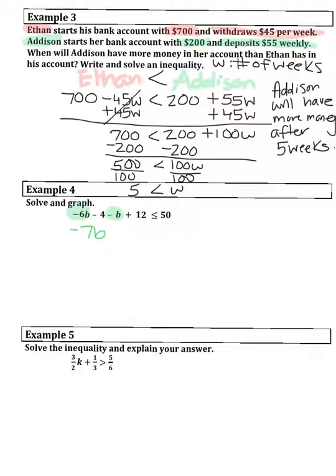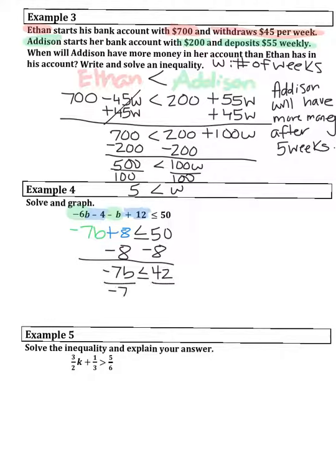Then I have a minus 4 and a plus 12. So when you combine those, that's going to get you plus 8. All right, so that's less than or equal to 50. Now you can solve. Subtract 8 from both sides. We're using inverse operations here. We get negative 7b is less than or equal to 42. And then divide by negative 7 here.